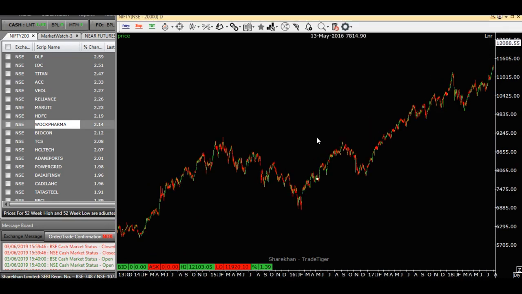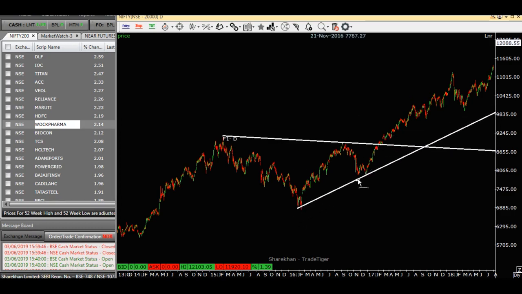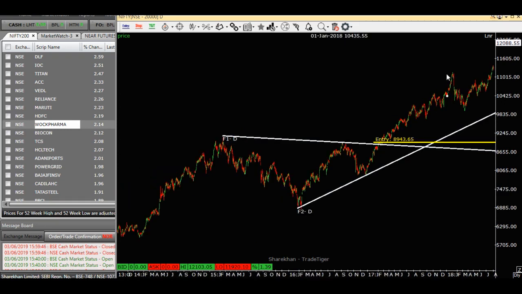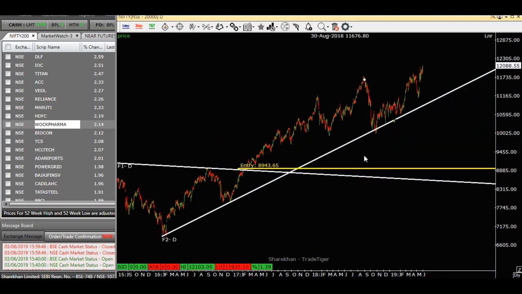Let's see another major triangle. Okay, so we can also call this another symmetrical triangle, right? And you can clearly see that the target was easily achieved. If you just calculate the distance or draw a parallel line, the targets were easily achieved.